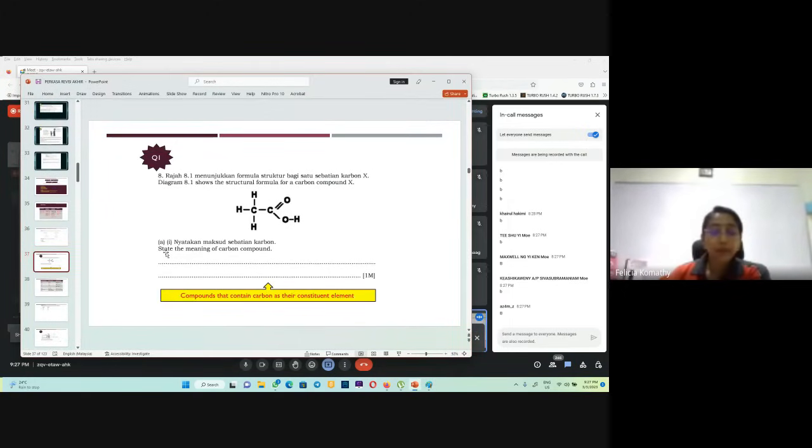Now, the meaning of carbon compound. Okay, what is a carbon compound? A carbon compound means a compound that contains carbon as its constituent element. This is another definition you must know.